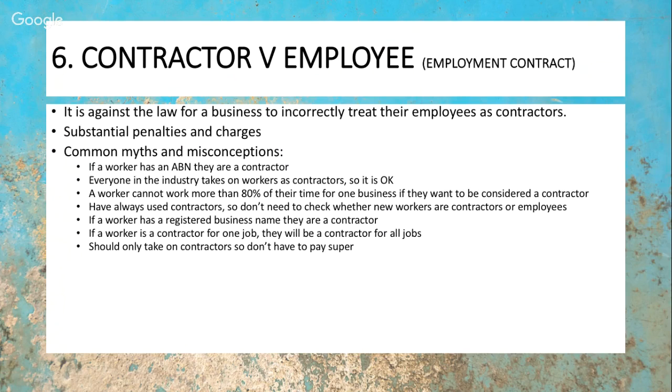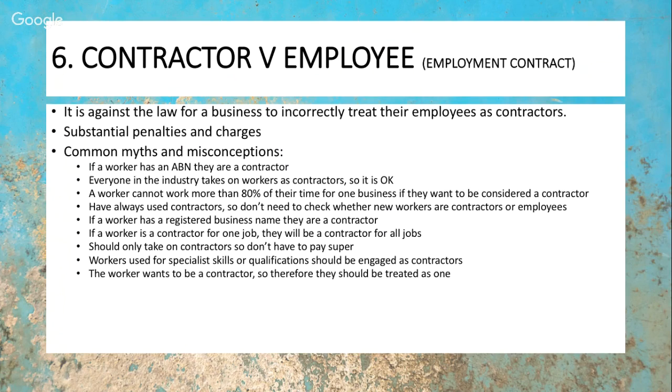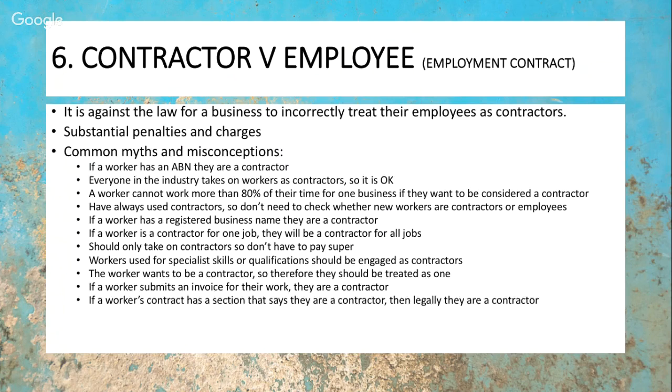You should only take on contractors, so you don't have to pay super. Unfortunately, not paying your employees their entitlements is illegal. Just because they're a contractor, they could still be entitled to super based on the rules we spoke about earlier. Workers used for specialist skills or qualifications should be engaged as contractors. This isn't necessarily true, as employees can also have specialist skills and qualifications. The worker wants to be a contractor, so therefore they should be treated as one. Again, it comes down to the essence of the contract. Regardless of whether the worker prefers to be a contractor or not, it doesn't have any weight.